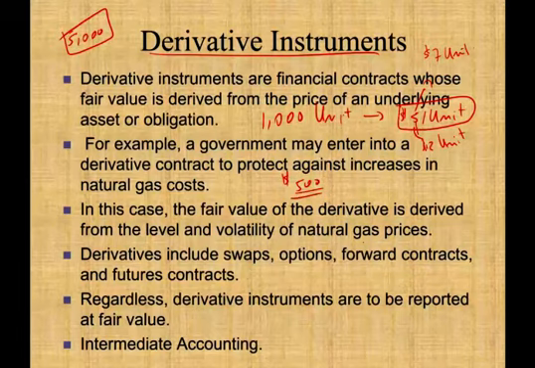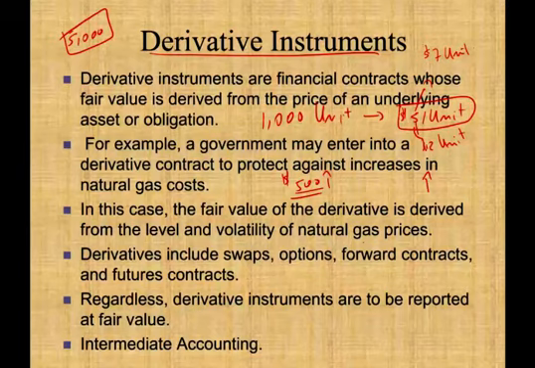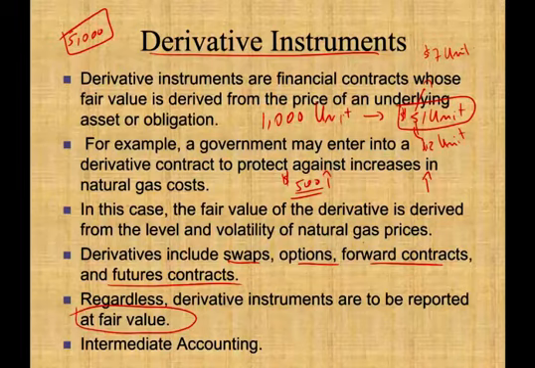So they paid somebody $500, and that someone, a broker, guaranteed the price of each unit of natural gas at $5. Now, if natural gas goes up in price, the value of this $500 goes up. Why? Because your contract is worth more. But the opposite is true. If the price went down, your contract value will go down because you locked yourself in at $5 and now the price is $4. Derivatives include swaps, options, forward contracts, and futures contracts. Regardless, derivative instruments are to be reported at fair value. So whatever derivative instrument we have, it gets reported at fair value. Now, this is a topic in intermediate accounting.